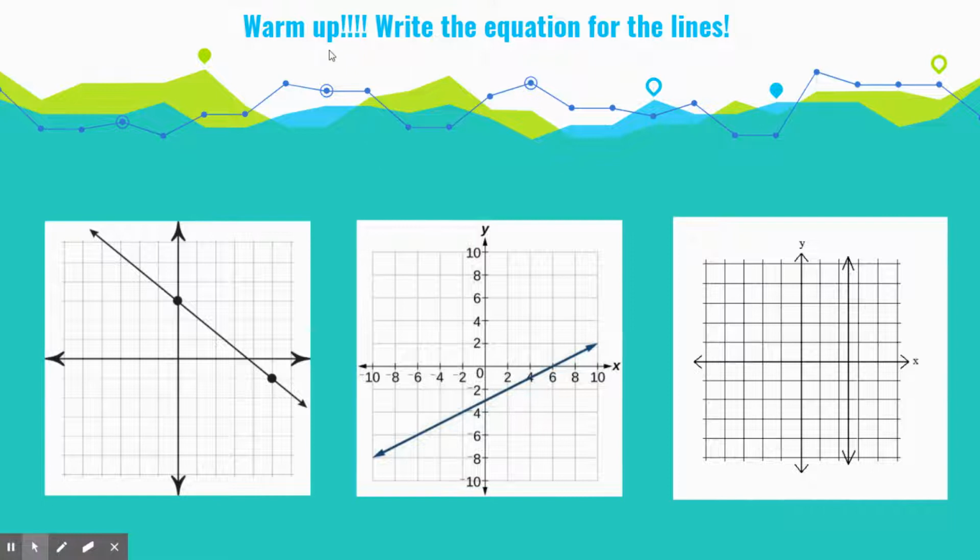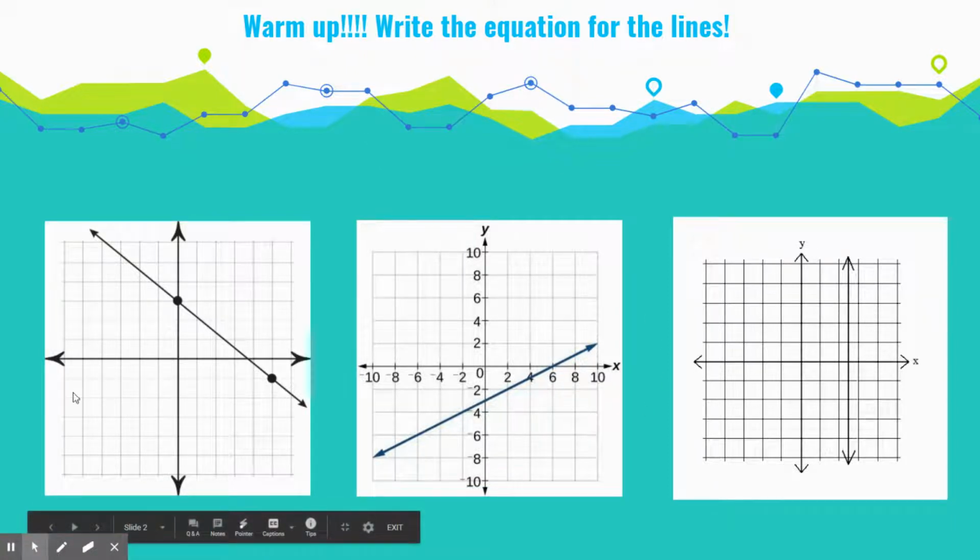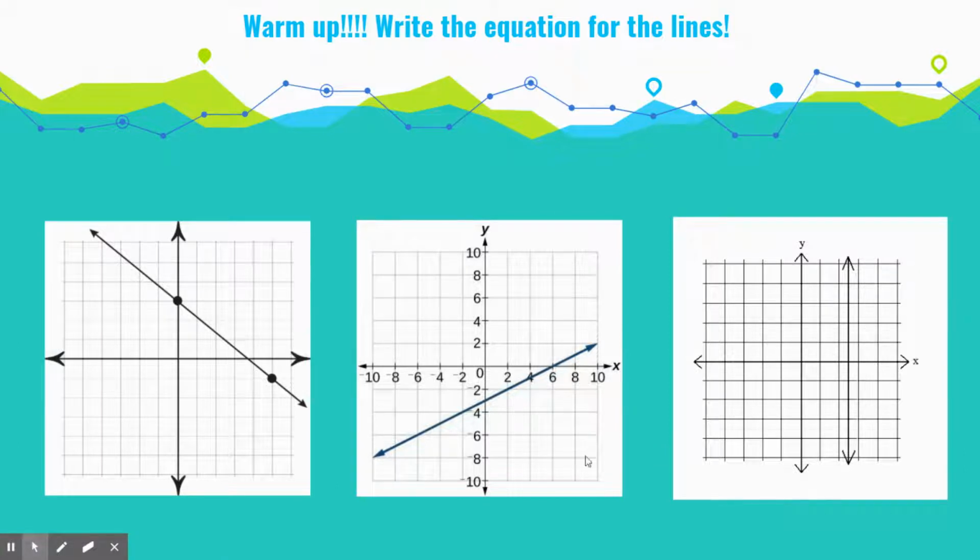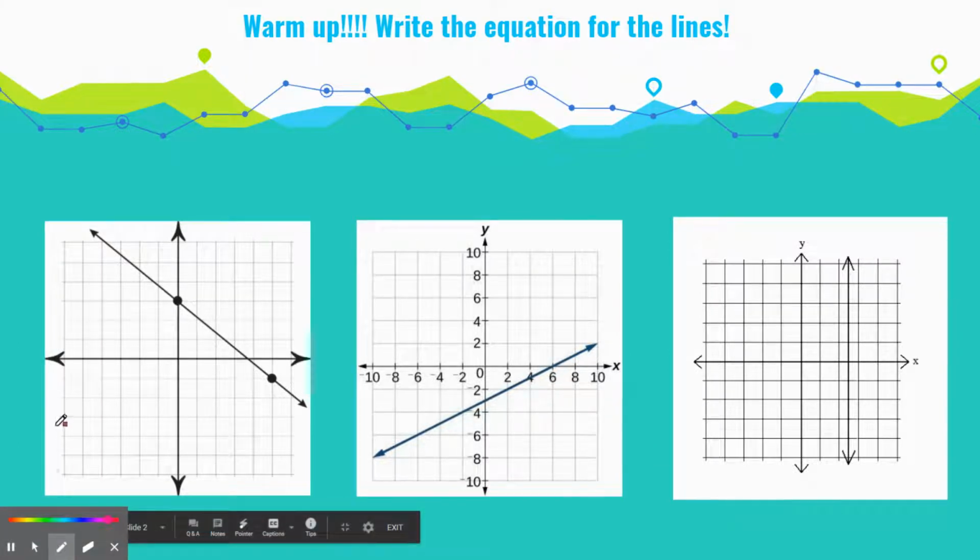All right, we're going to start with the warm-up. We're going to write an equation for each of these lines on the graph. I want you to pause, try it on your own, and then watch the video. All right, go ahead and get started. Pause now. All right, guys, I'm going to go ahead and go over it.